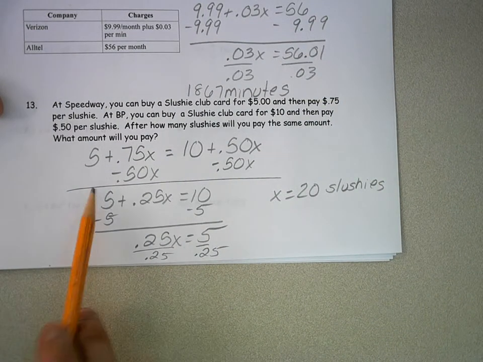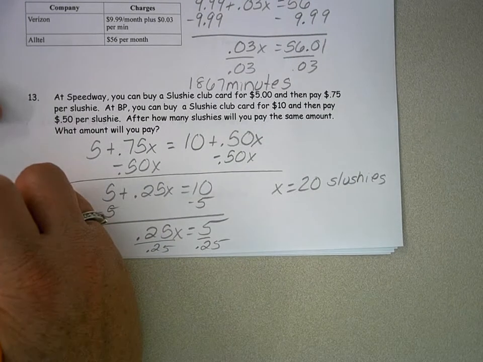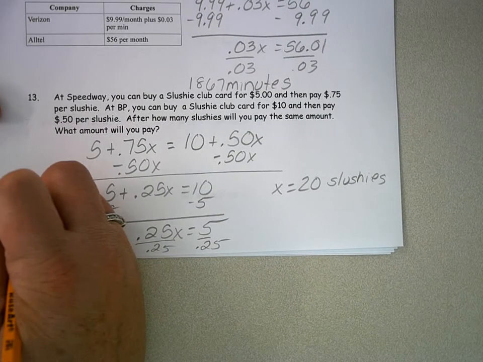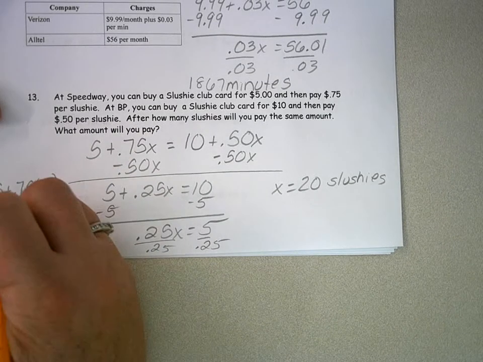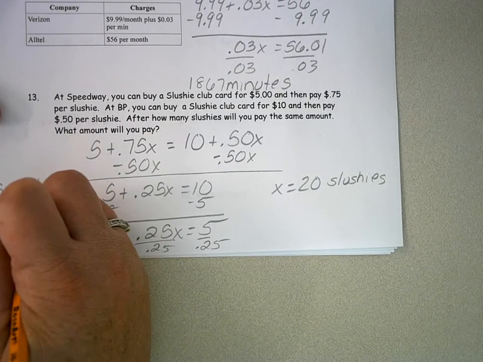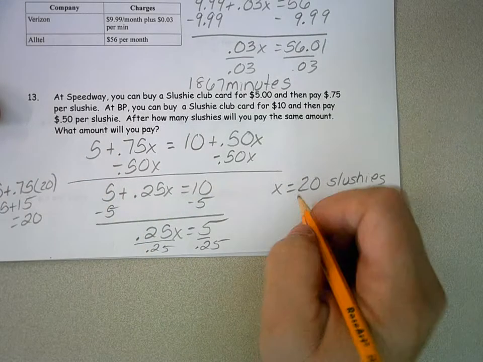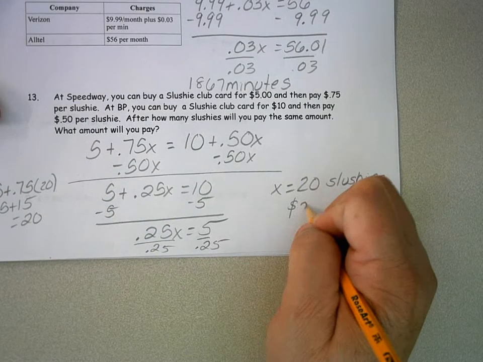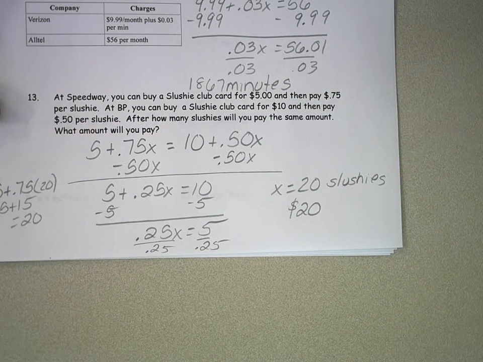And then the second part of the question is, what is that amount? So I'm going to do 5 plus 0.75 times 20, which is 5 plus 15, which is $20. So if you buy 20 slushies at either place, it would cost you $20.